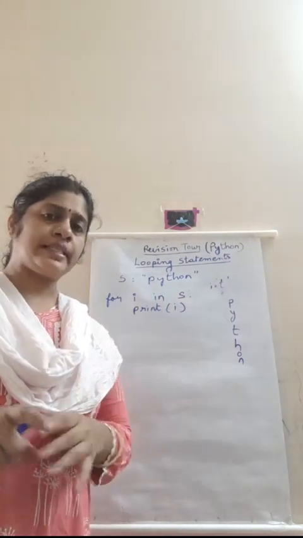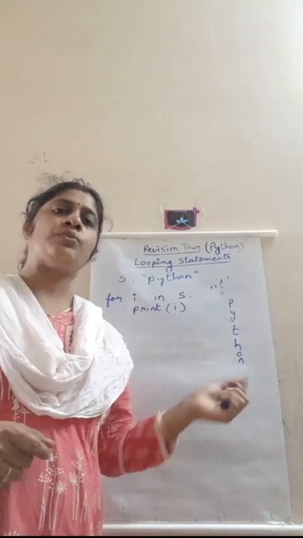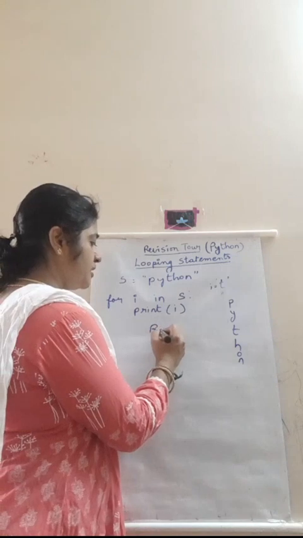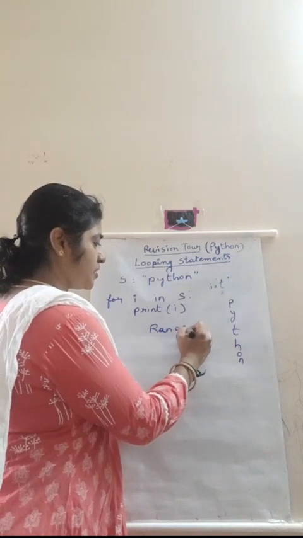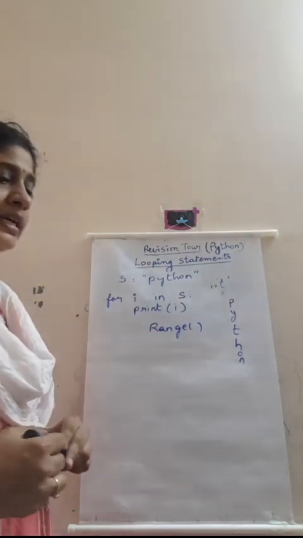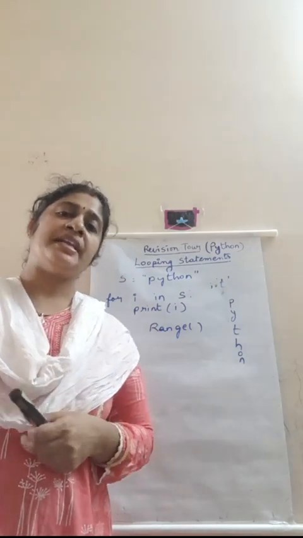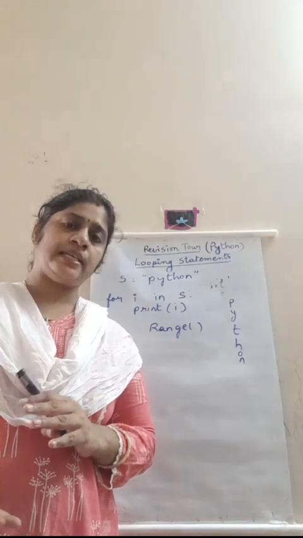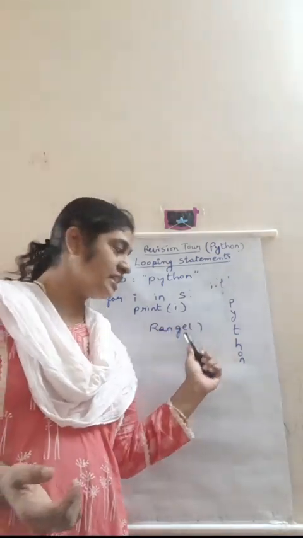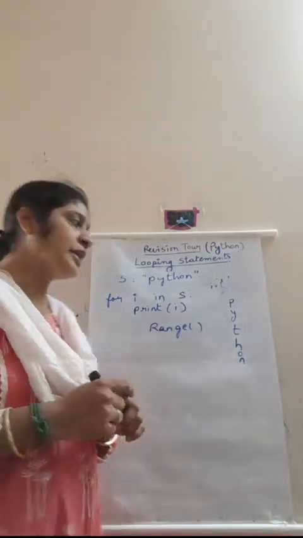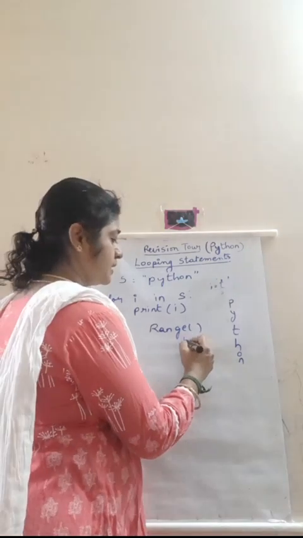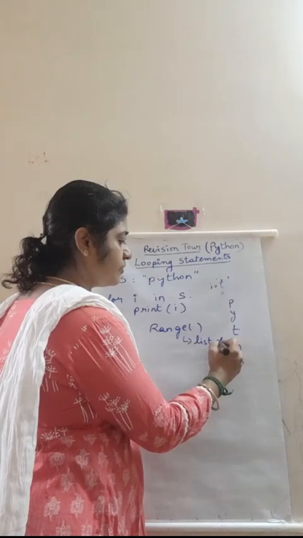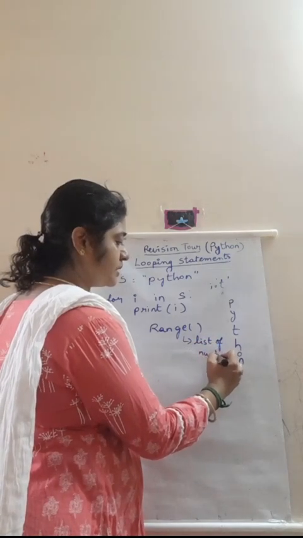Now let us see one more function that we can use in a for loop, that is range. We are going to learn about the range function. Suppose I want to run the loop on a number based list, then we prefer range. This function range will return you a list of numbers.